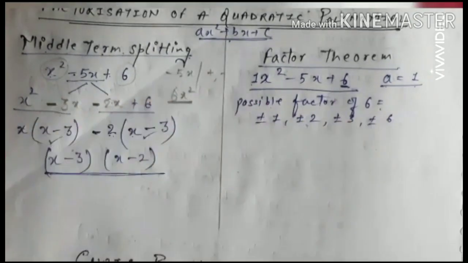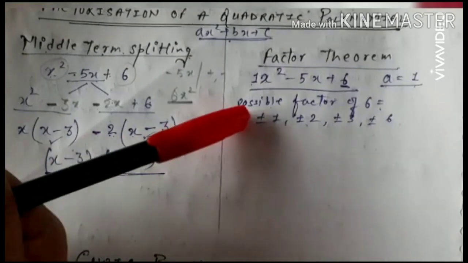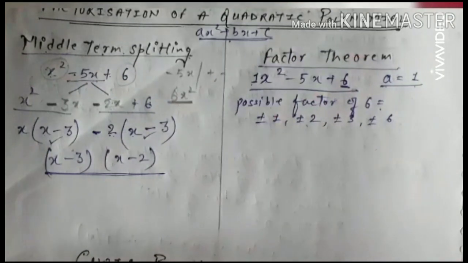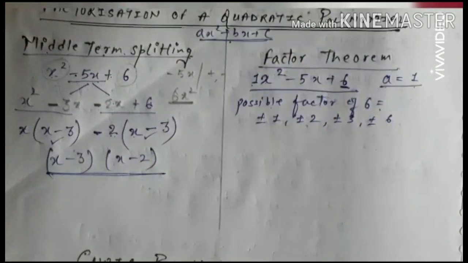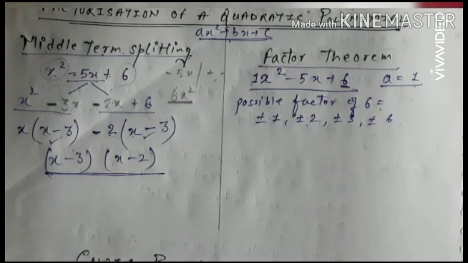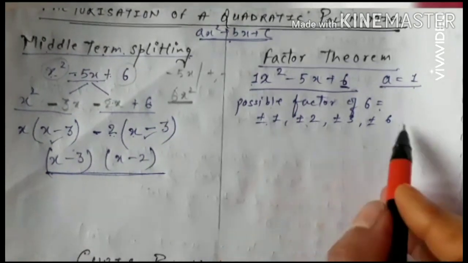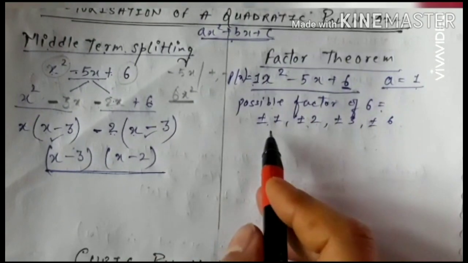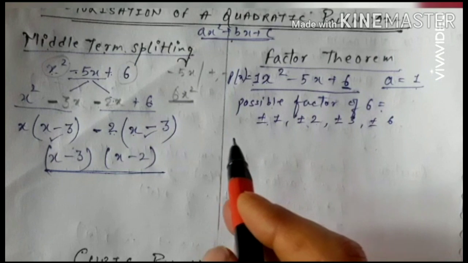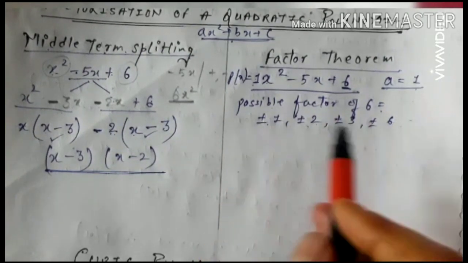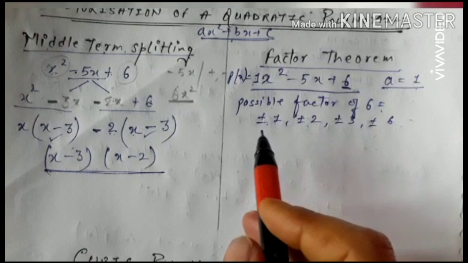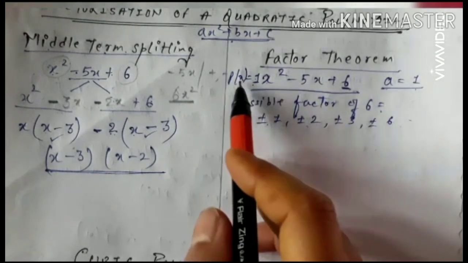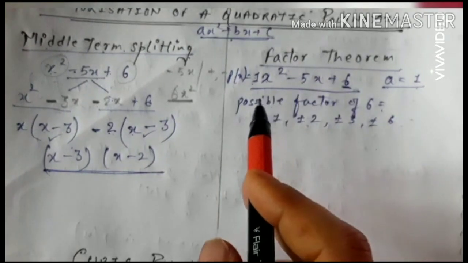That means a factor divides the number completely. That means 1 can divide, minus 1 also, 2 also can divide 6 completely. So these are the possible factors of 6. Now you have to put the values of these in this polynomial, suppose it's your p(x), and you have to check in which value you are getting 0. You can take these values randomly, or one by one. At which value you get p(x) equal to 0, those will be your factors.